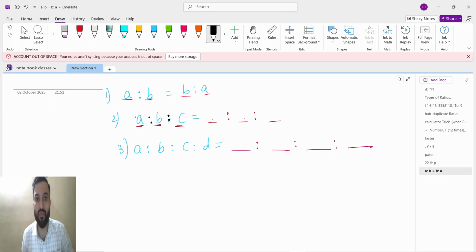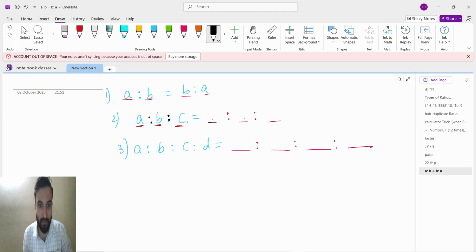Which ratio we have to find? We will hide that ratio and then we'll multiply the others. Once again, which ratio we have to find? We will hide that ratio and we will multiply the others. Means if we have to find here a, for finding a, what we will do?